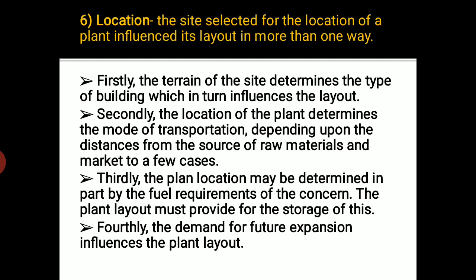The sixth one comes up is location. Now how these affects? The site selected for the location of a plant influences its layout in one or the other way. Firstly, the terrain. હવે કોઈ પણ લોકેશન, કોઈ પણ સાઇટ આપણે નક્કી કરીએ એના આધારે ઘણું બધું એનું લેઆઉટ ડિસાઇડ થતું હોય છે. કેવી રીતે? લેટ અસ સી ઇટ. Number one, firstly, the terrain of the site determines the type of building which in turn influences the layout.